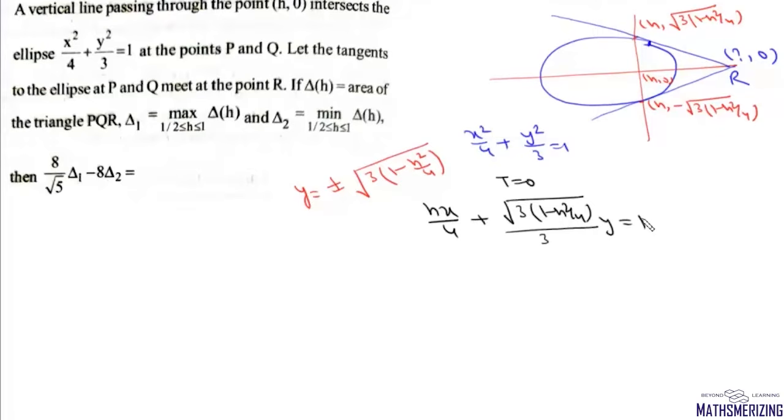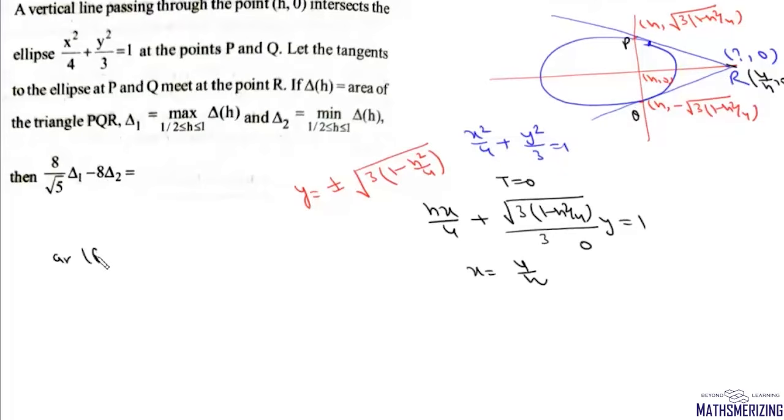Now for the point of intersection with the x-axis, we'll put y as 0. If we put y as 0, we'll get x as 4 upon h. So this point of intersection R is at (4/h, 0). Now we need to find the area of this triangle PQR. So this is point P, this is Q and this is R.